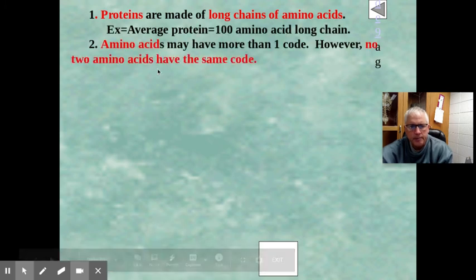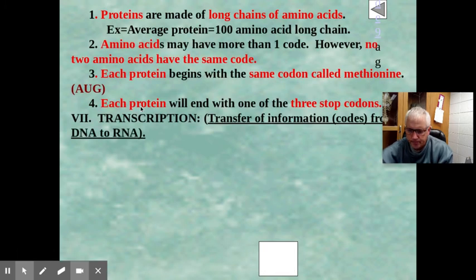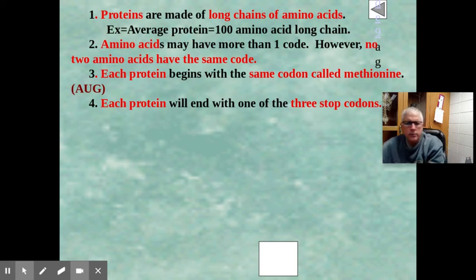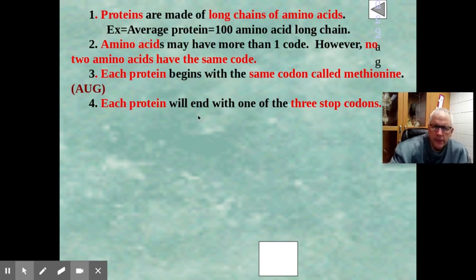And here's the deal. Again, just a little background. And then this is where I'm going to pick up notes and finish up notes with that fourth day there. Proteins are made up of long chains of amino acids. An average protein is about 100 amino acids long. Amino acids may have more than one code. You saw some of them had 6 of them, but no two different ones have the same one. They all start with methionine, AUG, and they all stop with one of the stop codons. Stick that in your brain, good background information.